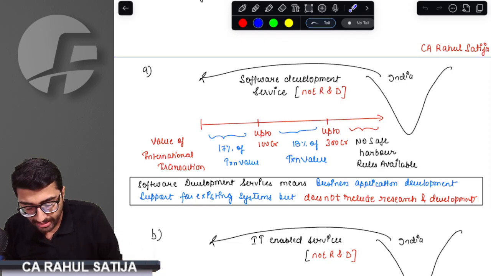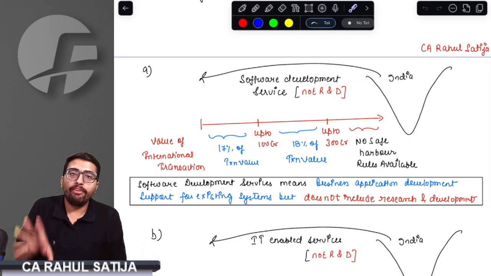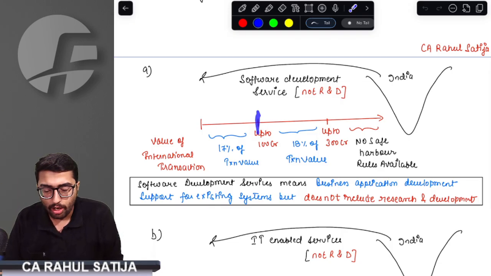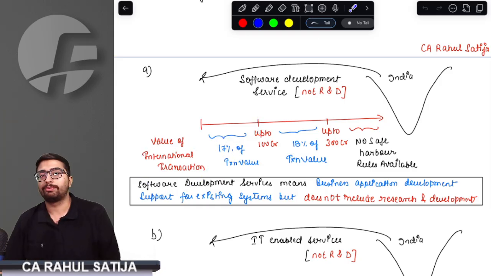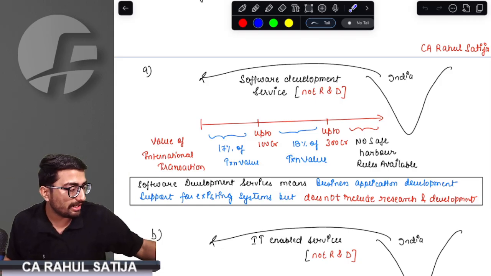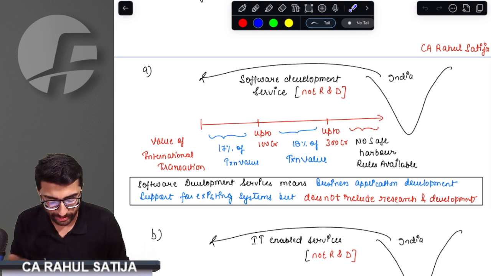if the value of our international transaction is up to 100 crore rupees, whatever transaction we are doing with that associate enterprise, then 17% of that transaction we have to declare as profit. The government is not going to argue. Did we get this point? Yes, sir, we got this point.